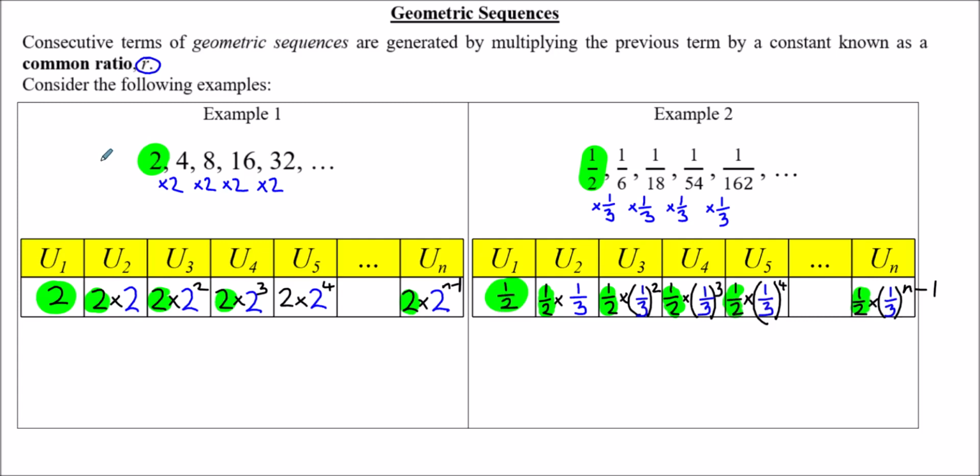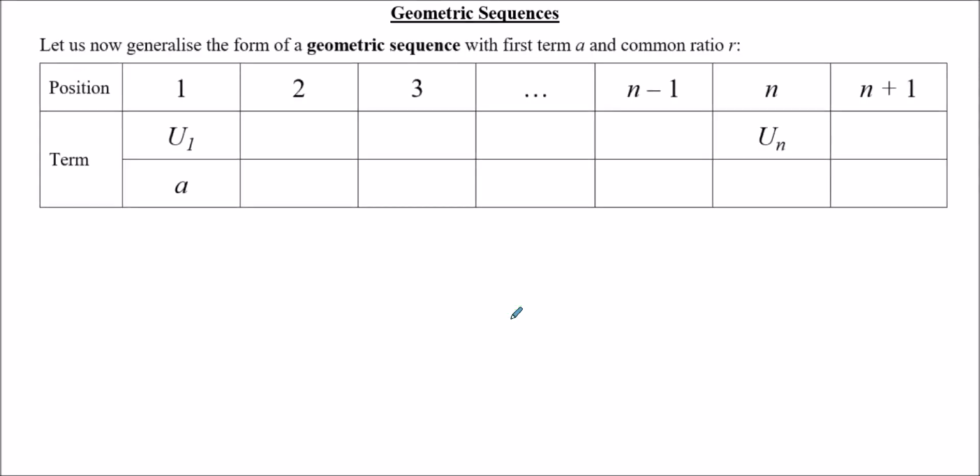So here, specifically, for this one, the first term happened to be 2, the common ratio happened to be 2. Here, specifically, the first term was a half, the common ratio was 1/3. But of course, we can see here, with these two examples, we've got something to work with which we can now generalize. So let's generalize it. So we've got u1, u2, u3, u to the n minus 1, un, and the n plus 1th term. So we multiply by the common ratio the number of times, which is 1 less than the term number.